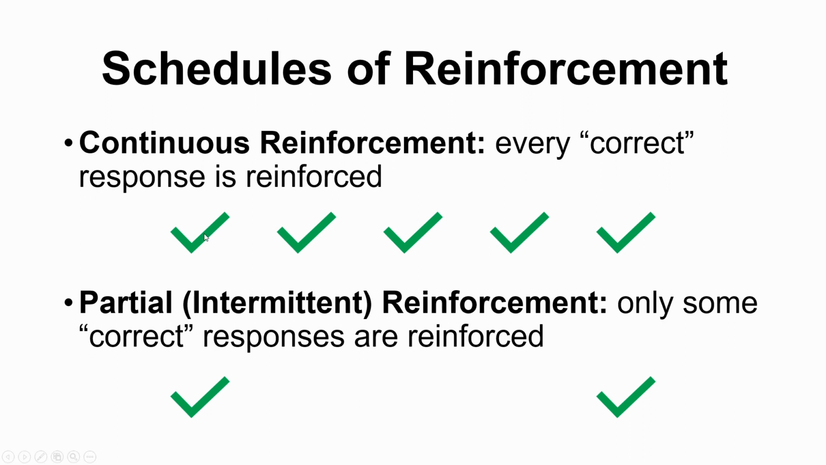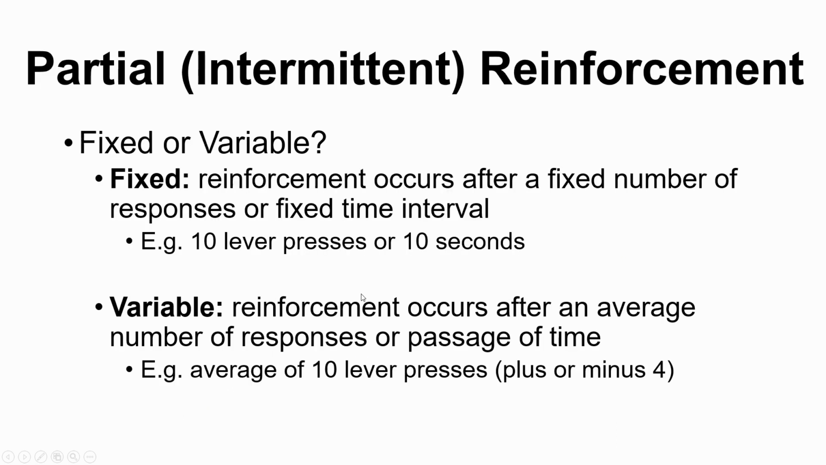So continuous is when you are reinforced every single time, and then the other ones that we're going to look at fall under this category of intermittent or partial reinforcement. And we have 2 different questions that we need to ask ourselves. The first is: is it something that is fixed, or is it something that is variable?